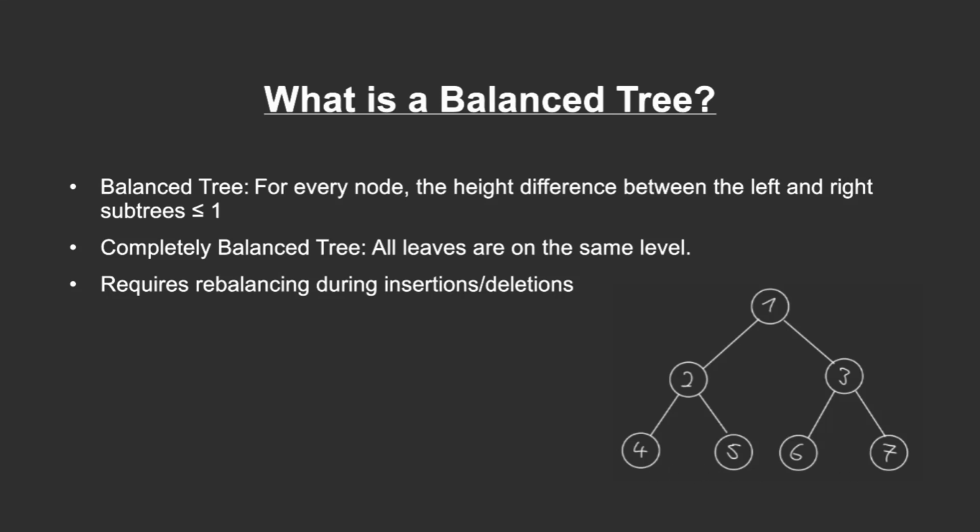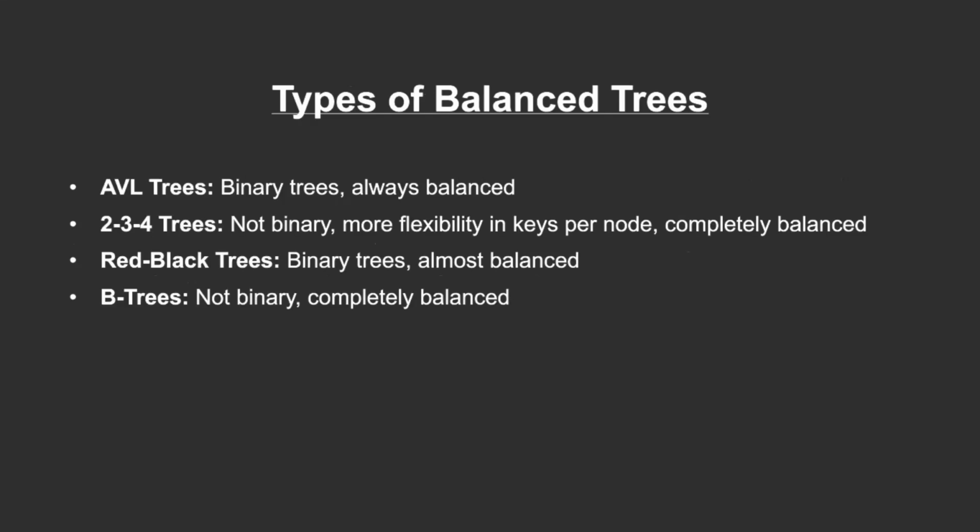To achieve this balance, these trees require specific rebalancing operations every time an element is inserted or deleted. This ensures that the tree's height remains logarithmic, guaranteeing optimal performance. There are several sophisticated approaches to achieve and maintain tree balance. Today we'll focus on the AVL trees and the 2-3-4 trees. And in the next video, we'll deal with the red-black trees and the B trees.